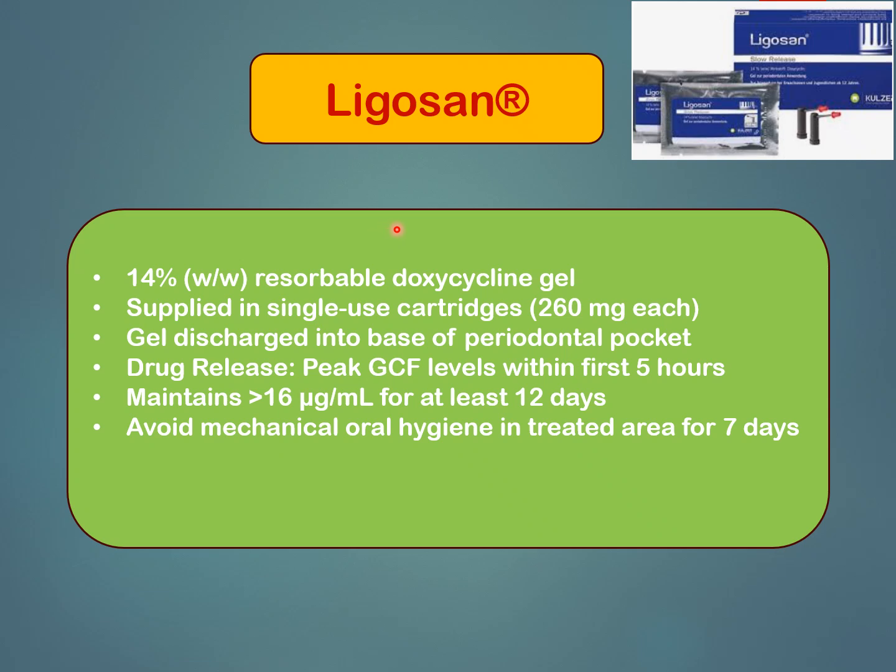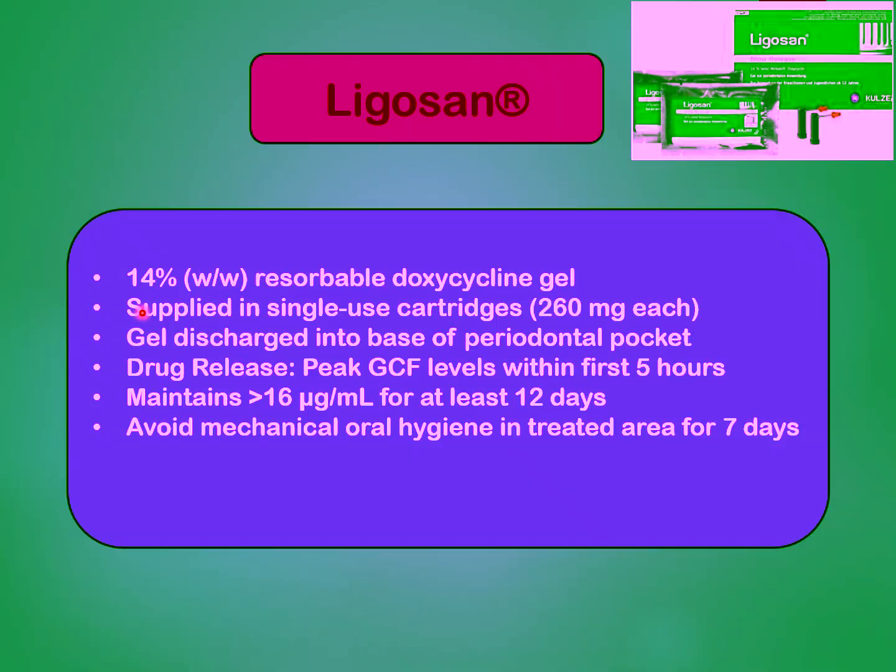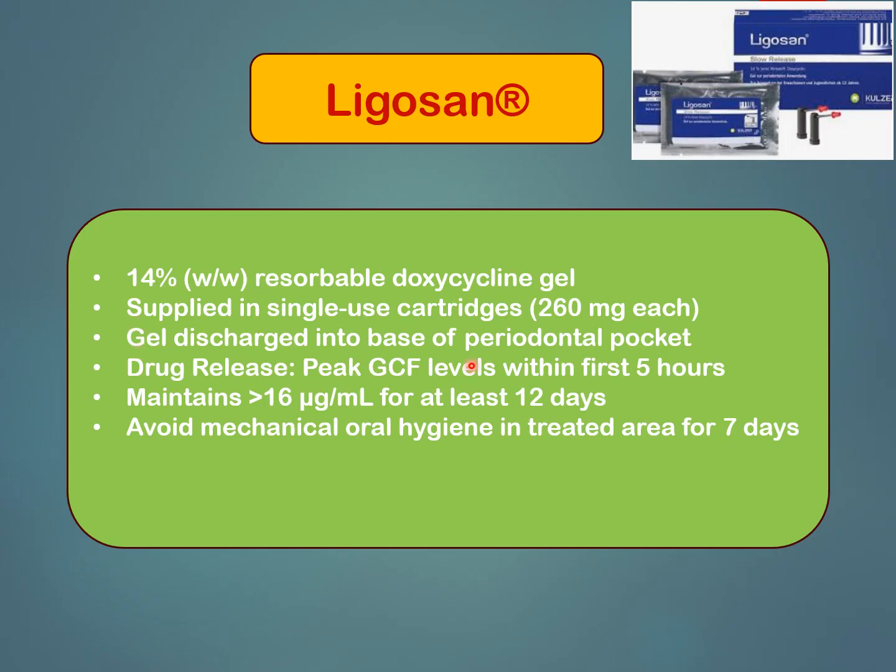So next is Ligosin. It is a 14% resorbable doxycycline gel available in single-use cartridge. Whenever this gel is discharged inside the periodontal pocket, we can see that there is a drug release and there's peak GCF level within the first 5 hours, which is maintained greater than 16 microgram per milliliter for at least 12 days. So in the treated area, we have to avoid mechanical oral hygiene for about 7 days.